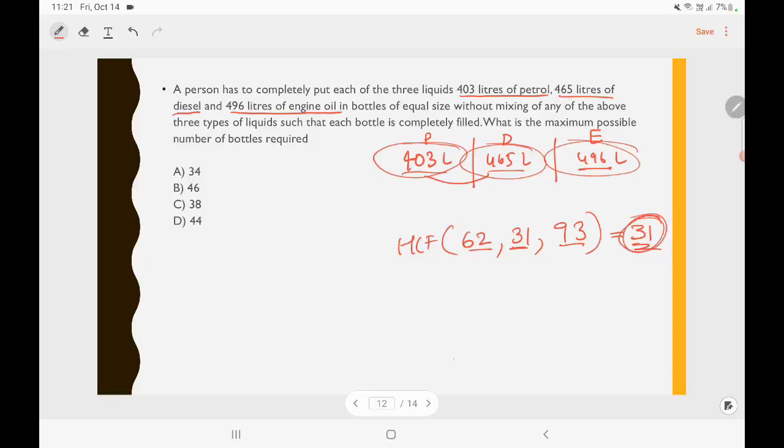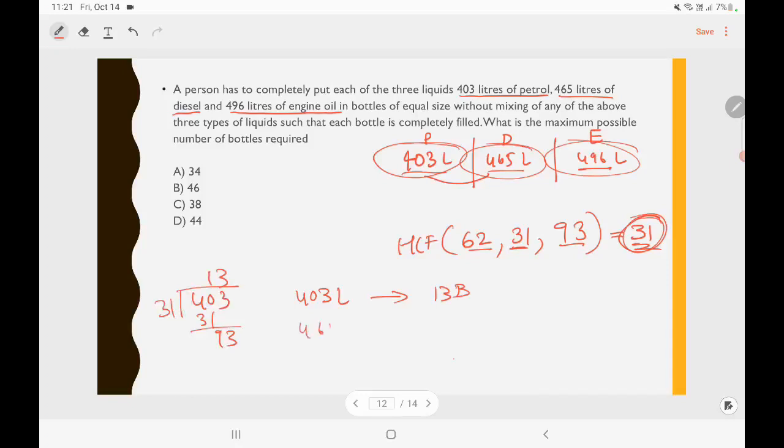So how many bottles are needed to fill the petrol? There are 403 liters of petrol. So how many bottles are needed? It will be 403 divided by 31. 31 times 13 is 403. So 13 bottles are required.